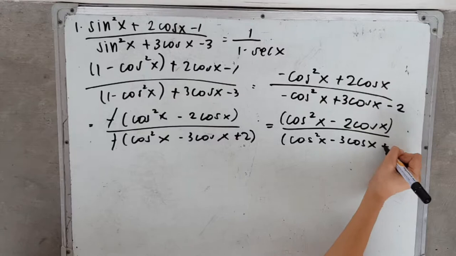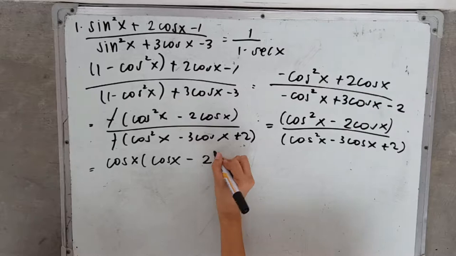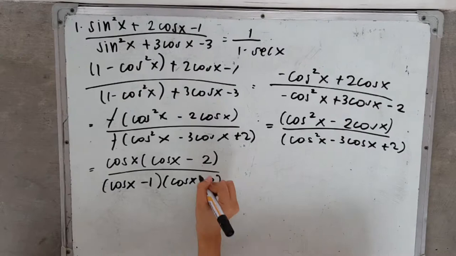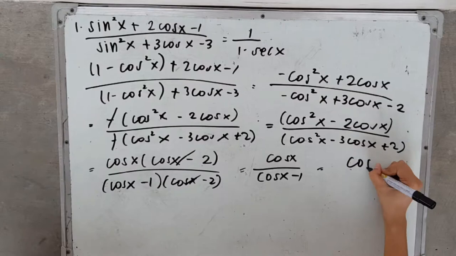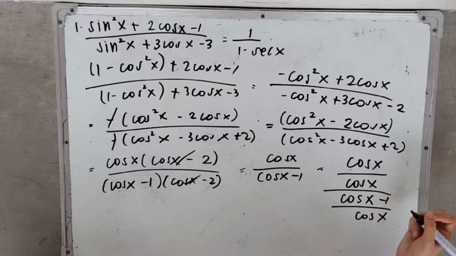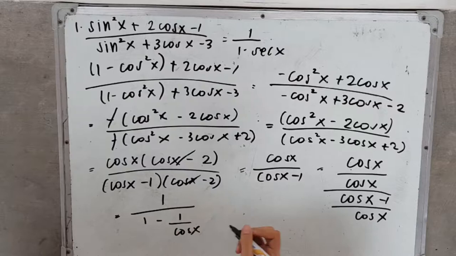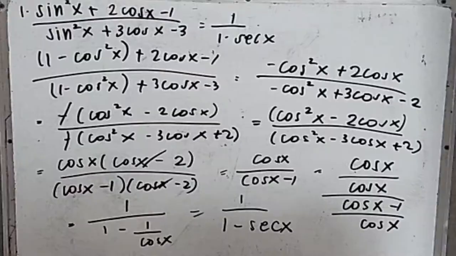We will factor out the numerator using the common monomial factoring. Since we have the same terms in the numerator and denominator, we will do cross cancellation. Cosine x over cosine x minus 1 will remain. The numerator is cosine x. Simplify the equation. Cosine x over cosine x is equal to 1. So 1 over 1 minus 1 over cosine x, using the reciprocal identity, our equation is now 1 over 1 minus secant x is equal to 1 over 1 minus secant x.